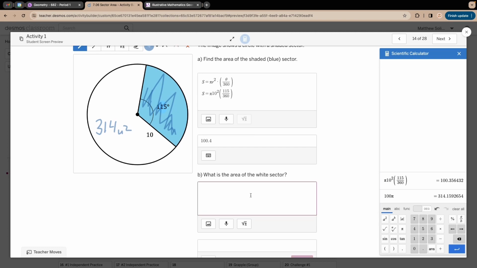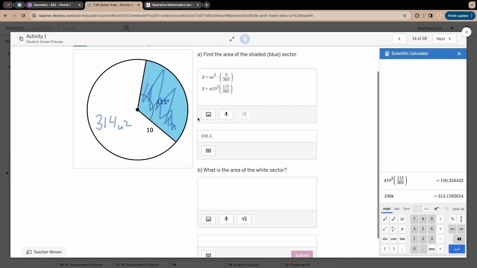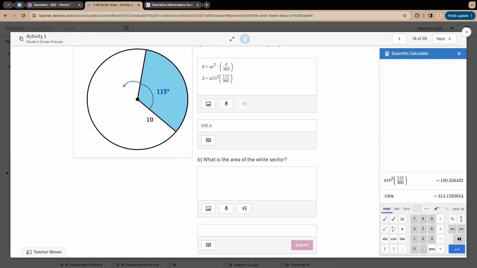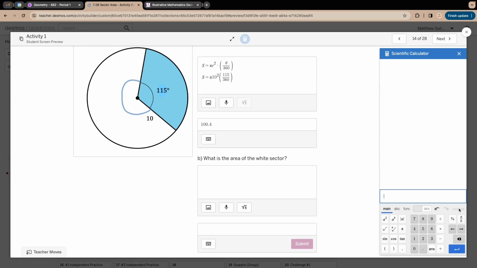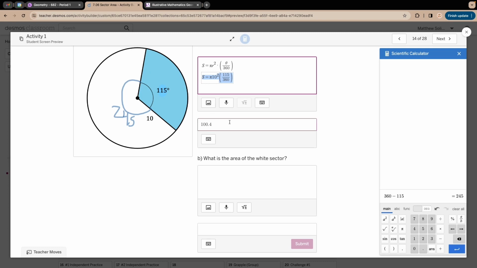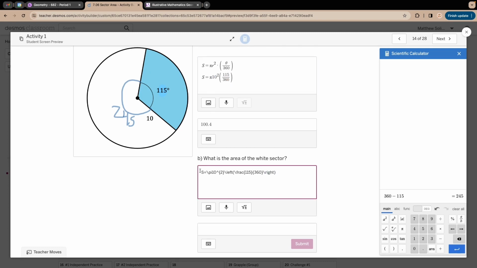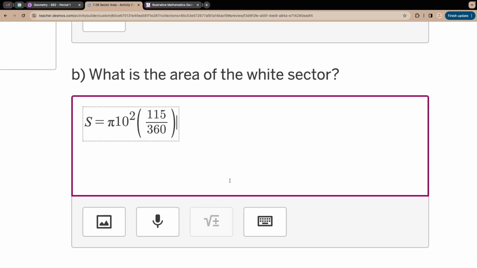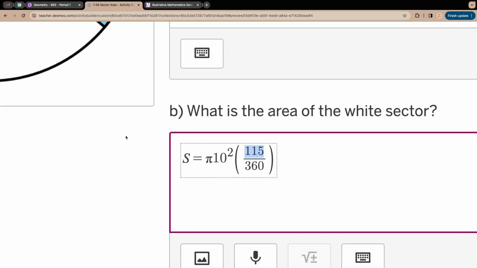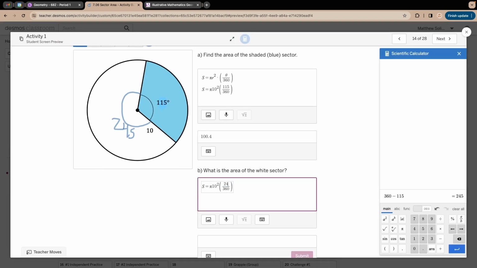Now, if I wanted to find the area of the white sector, this second question, I've got to think a little. What am I going to do here? Well, I don't know the central angle of the white piece, but I know it would add up to 360 with 115. So I'm going to do 360 minus 115, 245. So this central angle for the white piece is 245 degrees. So I'm going to do the exact same formula. The only difference is, if I want to find the white piece, I'm not going to use 115. I'm going to use 245 because that's the central angle for the white piece, the rest of the circle.